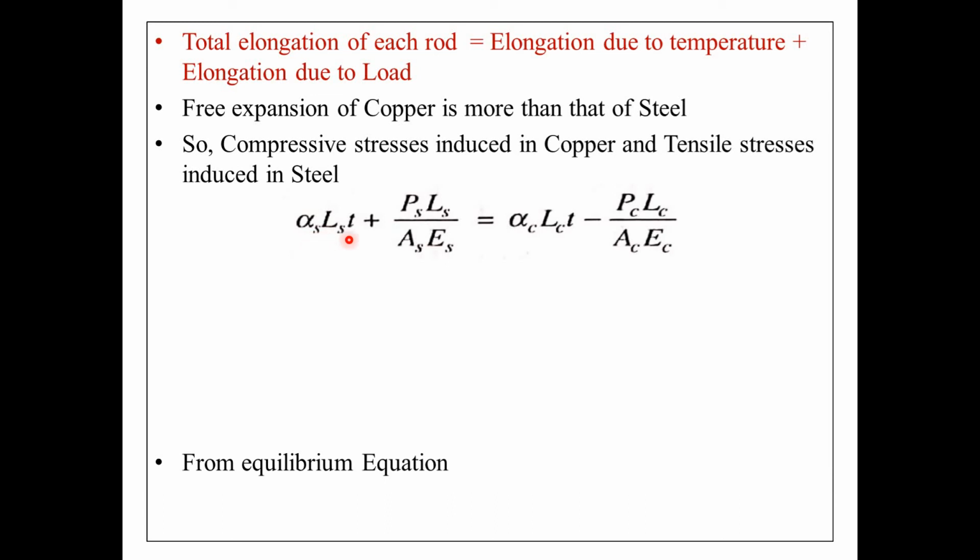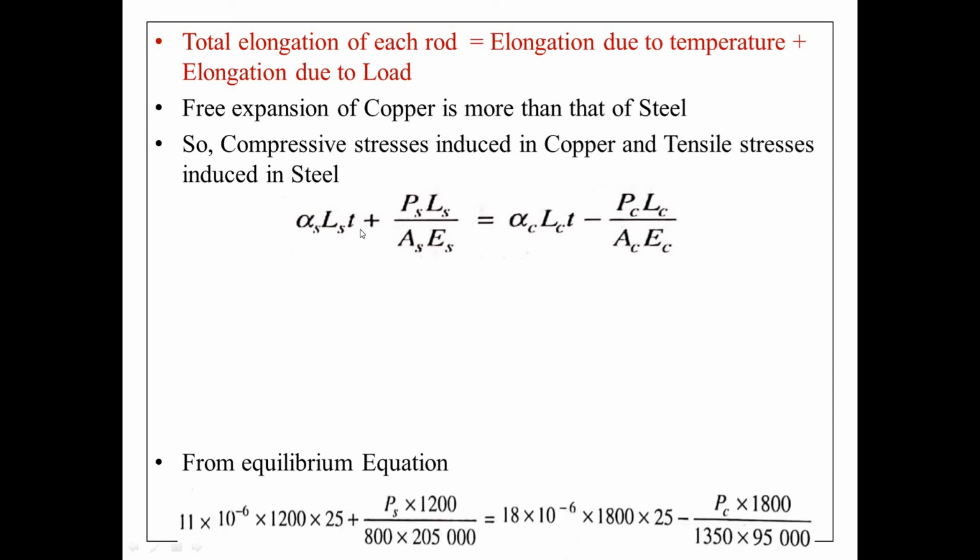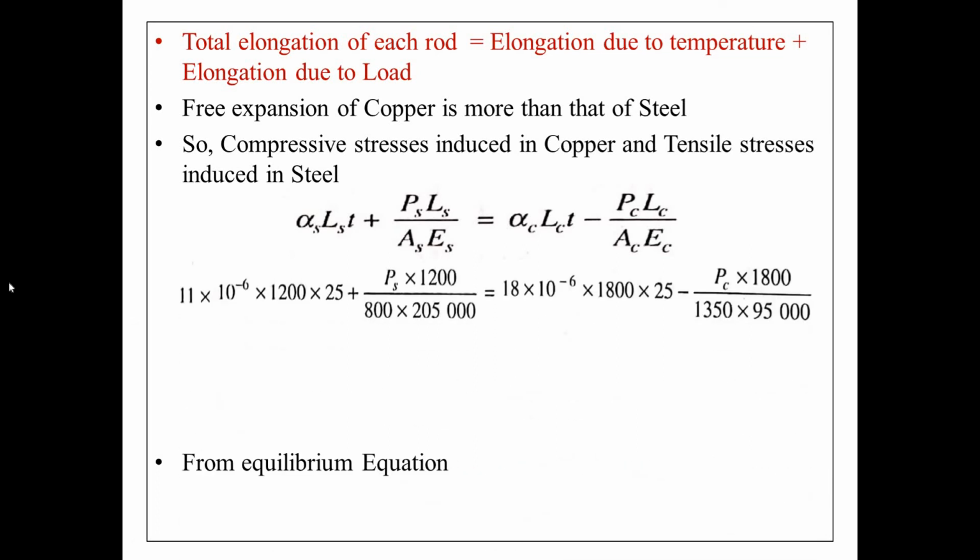So alpha_s L_s T plus P_s L_s upon A_s E_s is equal to alpha_c L_c T minus P_c L_c upon A_c E_c. Here alpha is the coefficient of linear expansion, and T is the rise in temperature. So we are putting the values over here.